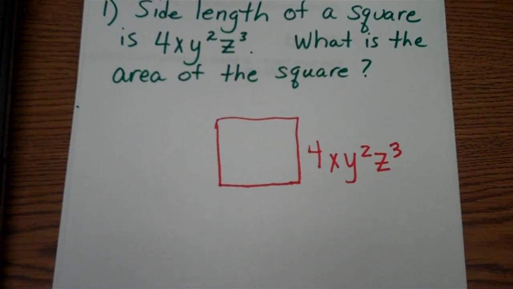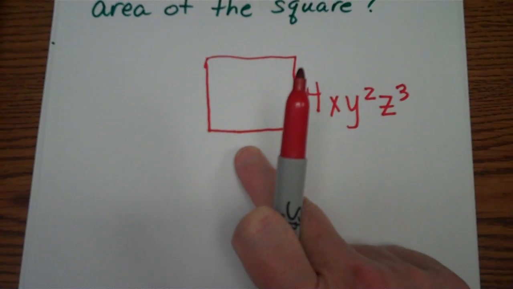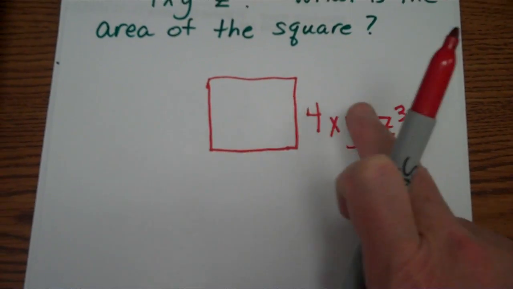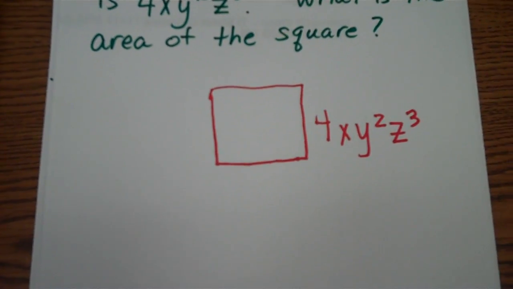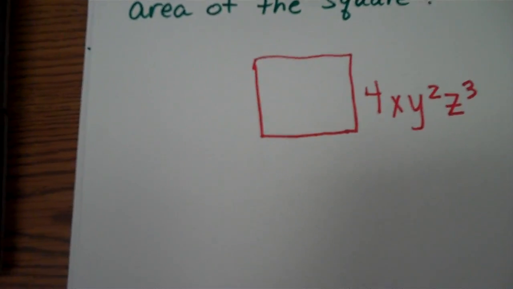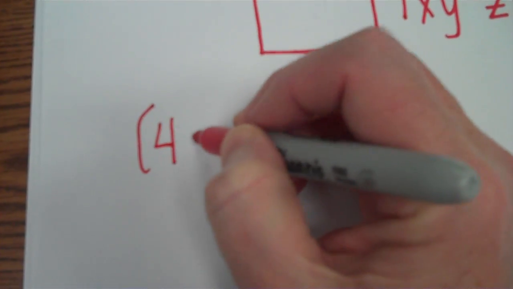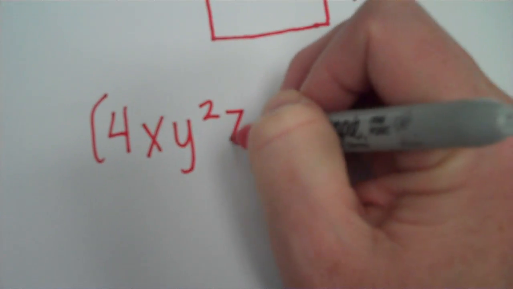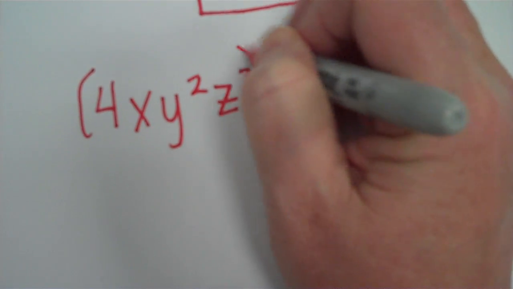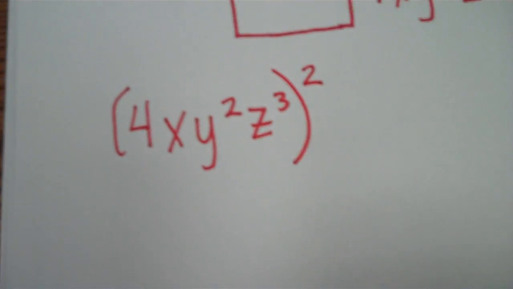Well, the area is going to be side times side, or since it's a square, side squared. So let's rewrite it as our equation. So side squared would be 4x y squared z to the third power, and this whole monomial is going to be squared.